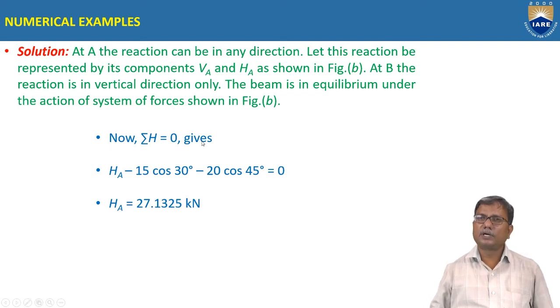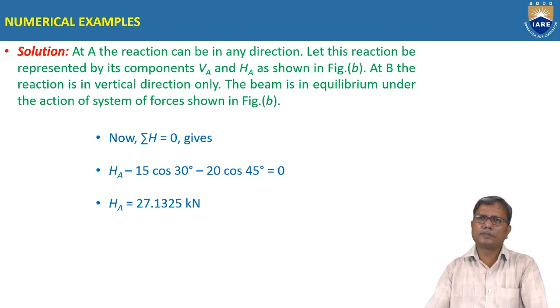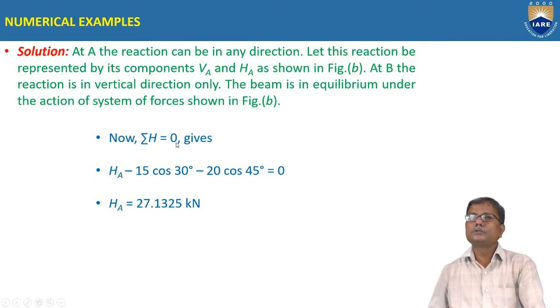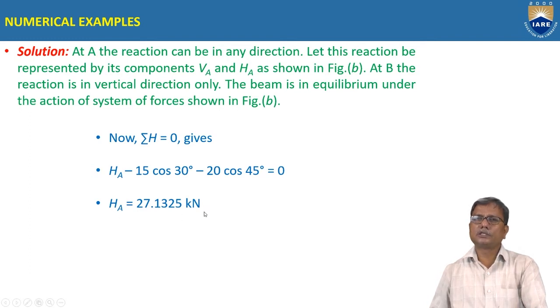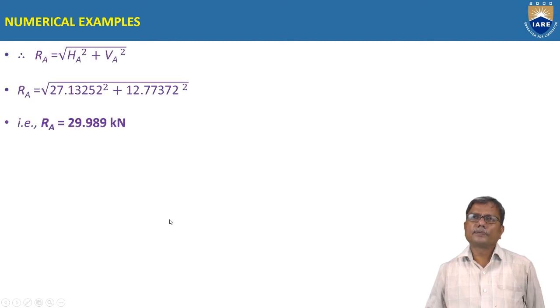Sigma H, that is, sum of horizontal forces, sigma Fx equal to 0 or sigma H equal to 0, both are the same. So what are the horizontal forces we have? The reaction at A and the components of forces 15 kilonewtons and 20 kilonewtons: 15 cos 30 and 20 cos 45. This gives the horizontal reaction HA as 27.1325. So that is all.